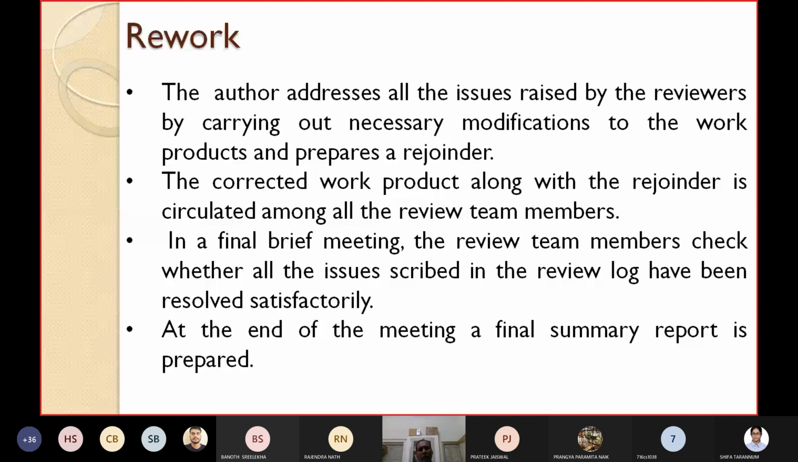In the final brief meeting, the review team members check again. They check whether the author has changed all those things and whether all the issues described in the review log have been resolved satisfactorily or not. They will just review again.